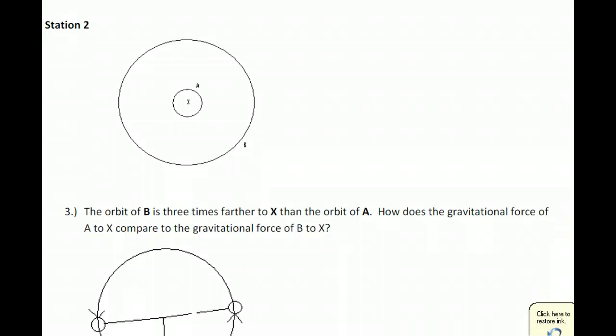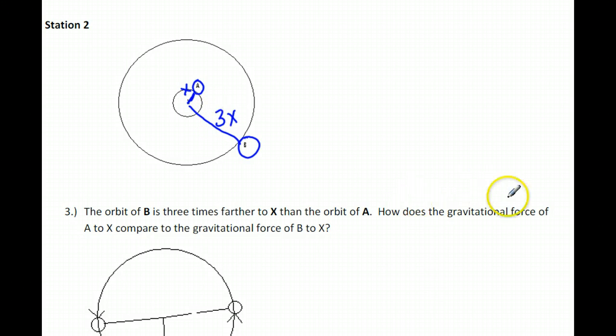Number 3. The orbit of B is 3 times farther away than the orbit of A. So I'm going to say that the distance between A and the center is x, and then the distance between the center and B is 3 times that, which would be 3x. So how does the gravitational force of A to x compare to the gravitational force of B to x?